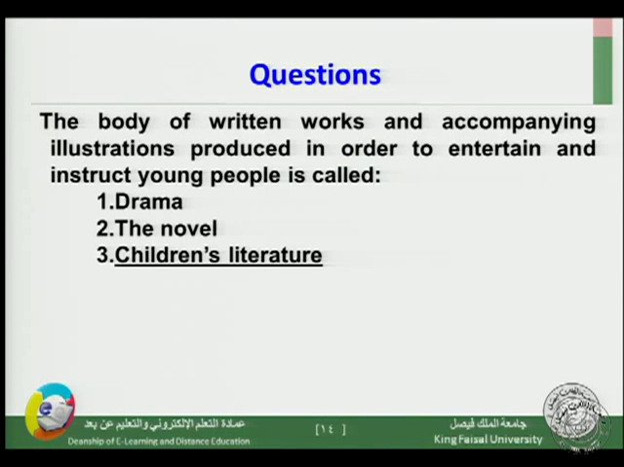Okay, question. The body of written works and accompanying illustrations produced in order to entertain and instruct young people, that was the sentence we came across in the last slide, that's the definition of children's literature. So if I give you that definition and I give you choices, which one of the choices is correct? Is it drama or the novel or children's literature? The underlined sentence is the correct one.